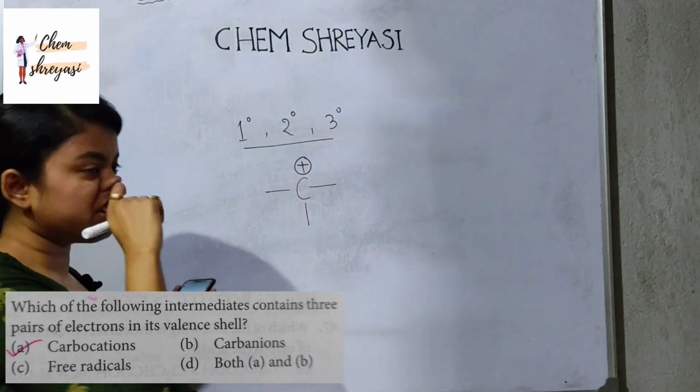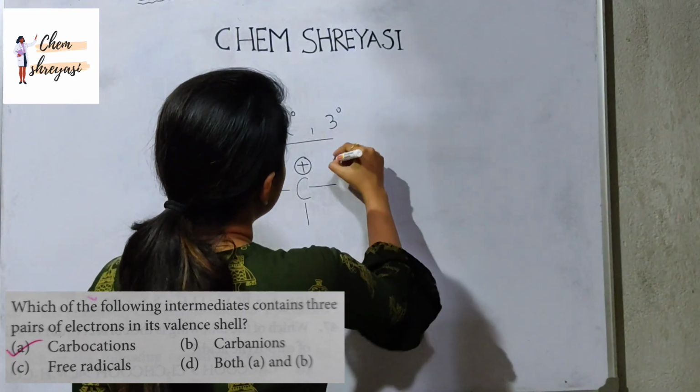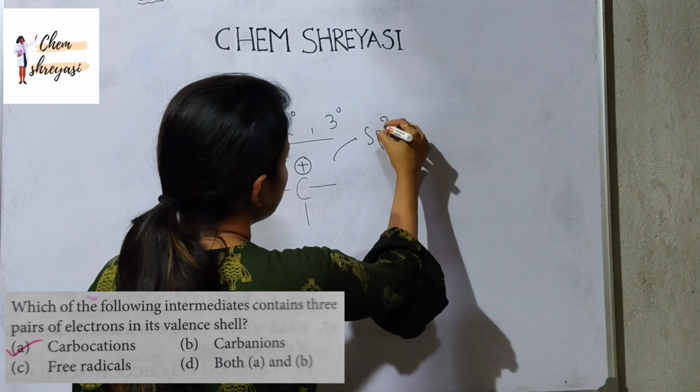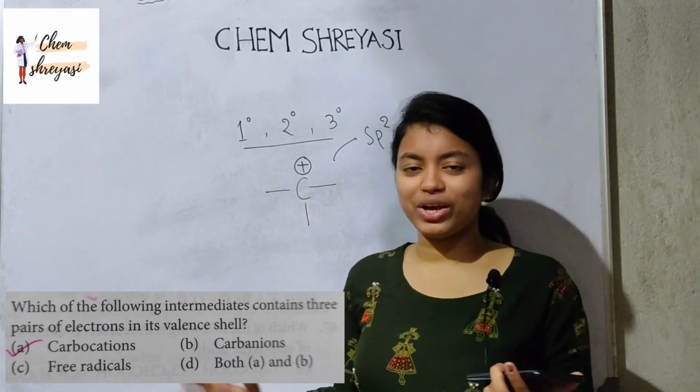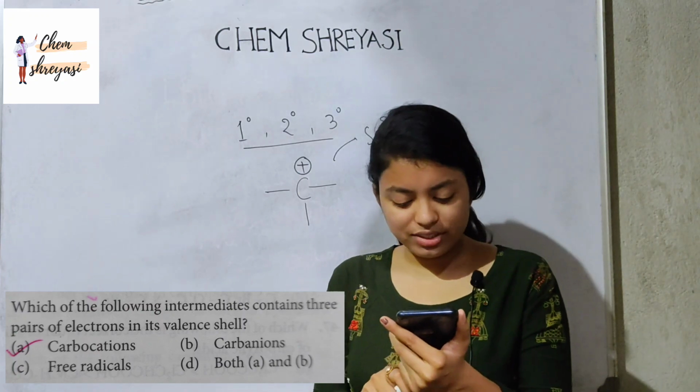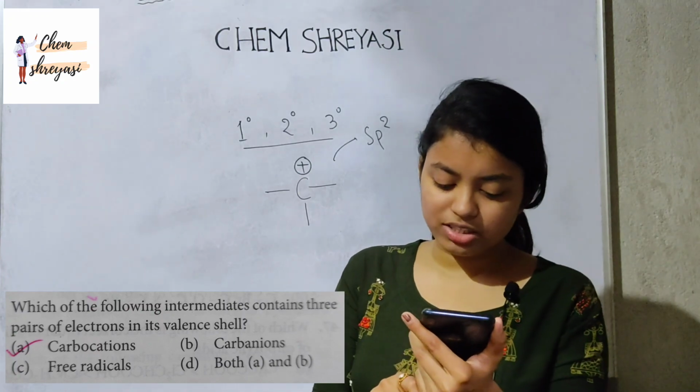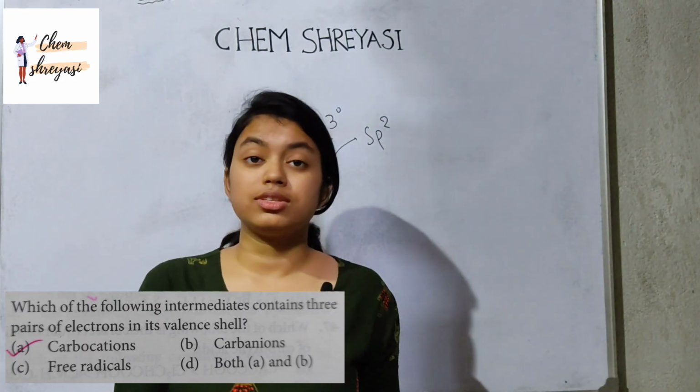And another general feature is that carbocation is sp2 hybridized. Both of these features are not related to this question. After that, the question is: which of the intermediates contains 3 pairs of electrons in the valence shell?